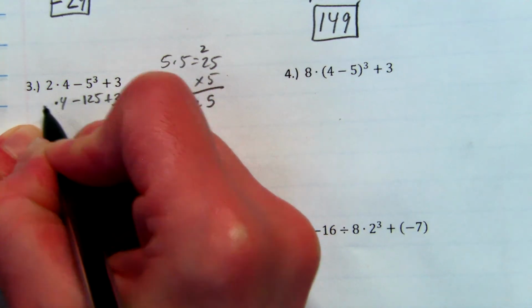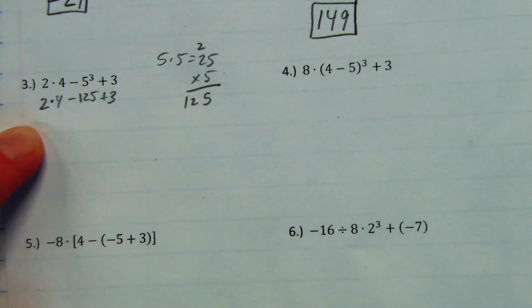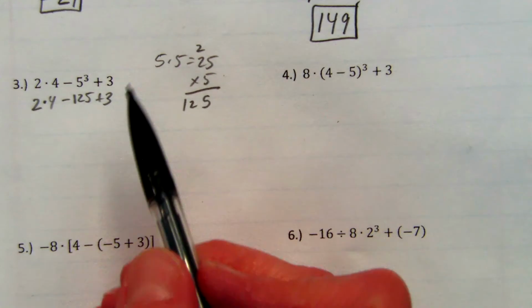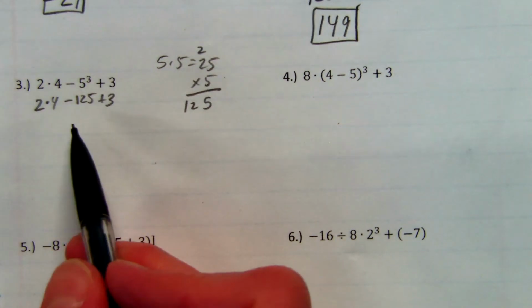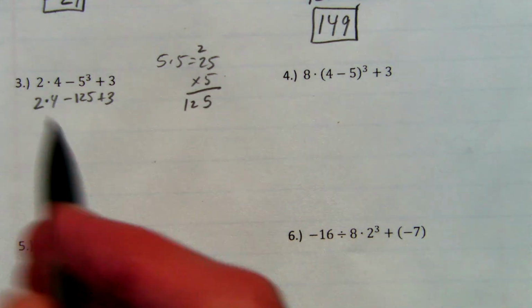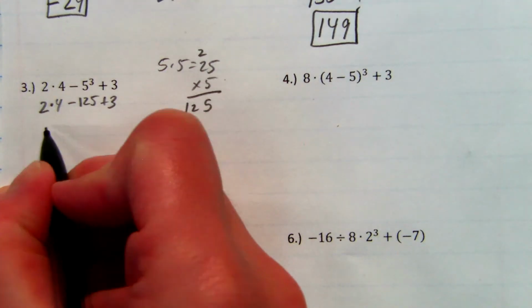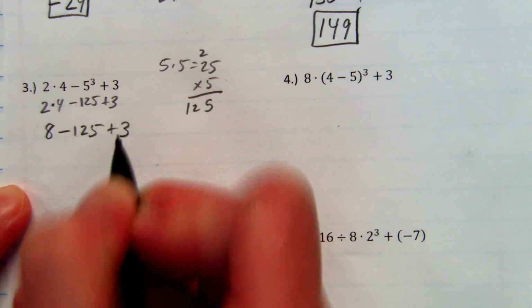So I'm going to go ahead and just rewrite everything else that was in the problem. Because what I did is now I have a new order of operations problem, and I need to figure out what is going to happen next. So I didn't have parentheses, we did exponents. What's next? You do 2 times 4, because we need to do multiplication and division before addition and subtraction. So 2 times 4 is 8. Then I have minus 125 and plus 3.